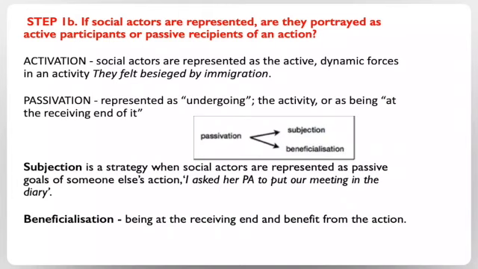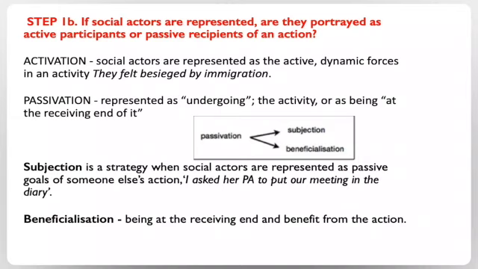Passivation is a process where actors are represented as being at the receiving end of some action. For example, subjection is a strategy where social actors are represented as passive. So, for example, I asked her personal assistant. In this case, the personal assistant is the recipient of someone else's action. I am active. Somebody else's personal assistant is the passive subject of my actions.